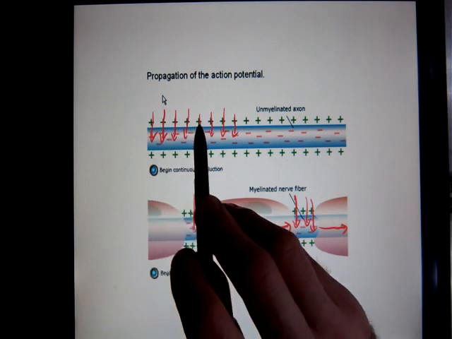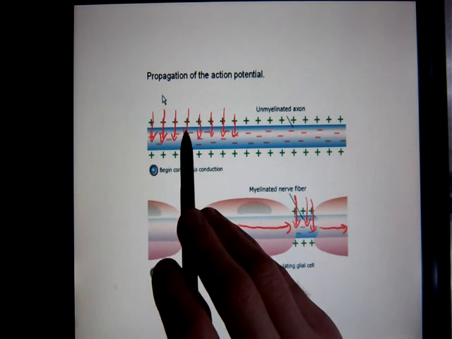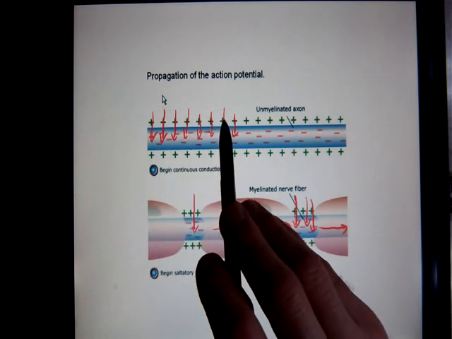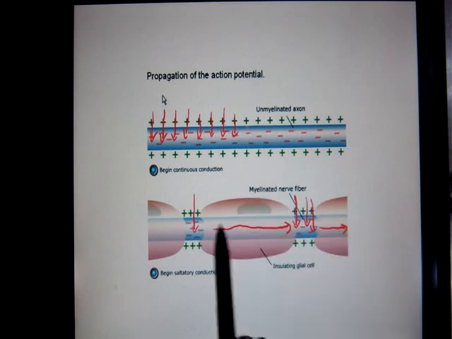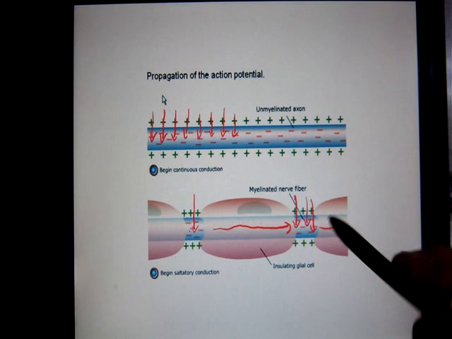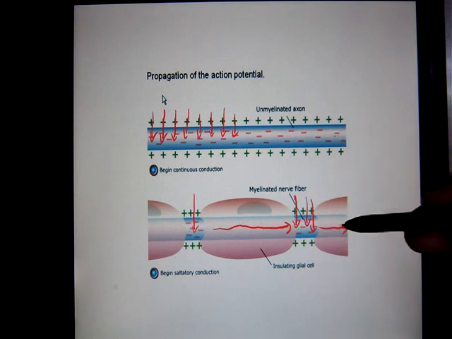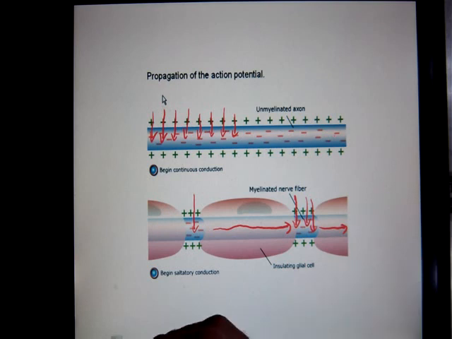It's much slower. If you picture two people running a race, this person is taking small steps, so that signal is only going channel to channel, whereas here, that signal is jumping from gap to gap. It's like this person's taking long strides, this person's taking short strides. Well, who's going to win? Obviously, the long striding competitor.